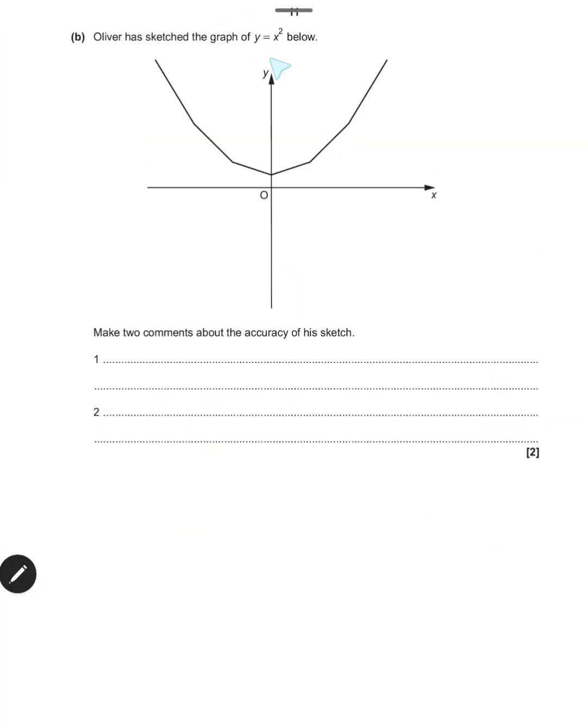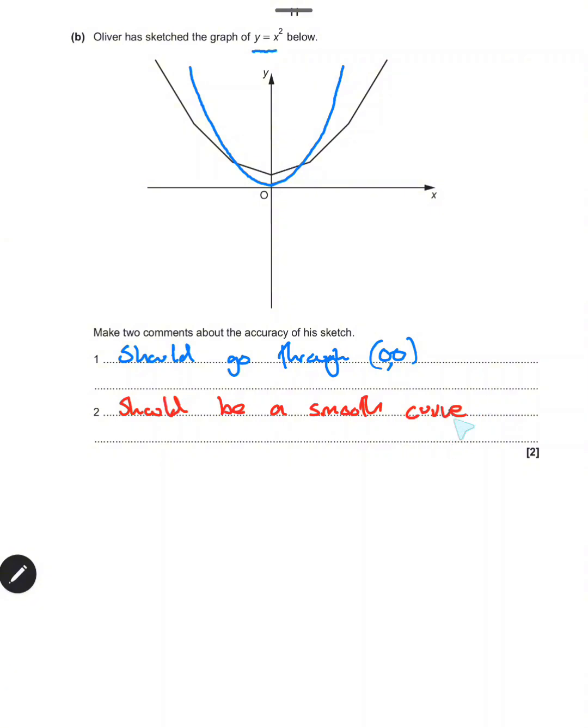Now part B of this question, we're looking for the graph y equals x squared. Well, if I draw y equals x squared, you'll see exactly what the errors are in this sketch. Okay, that's y equals x squared, and there's clearly 2 errors, so I'm going to write the first one down. It should go through 0, 0. And the second error, it should be a smooth curve. Never join your points together for y equals x squared.